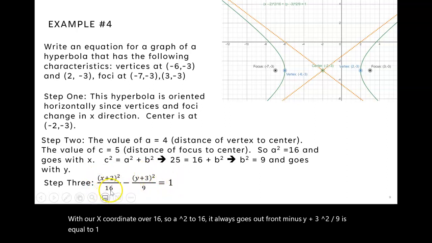So A is equal to 4. So A squared is 16. B is equal to 3, so B squared is 9. And X goes out front.